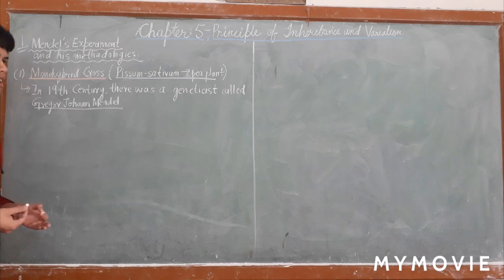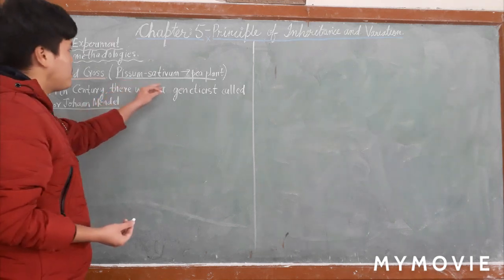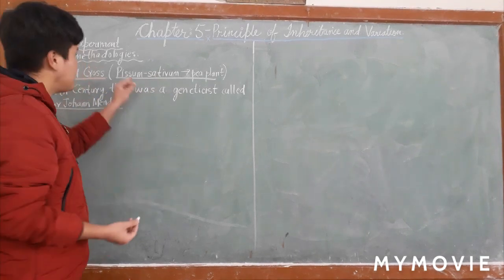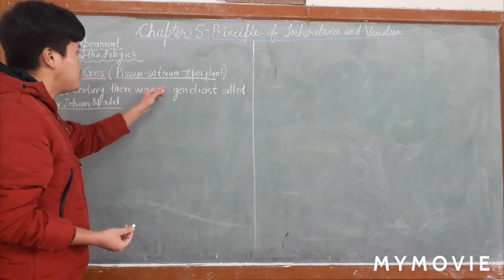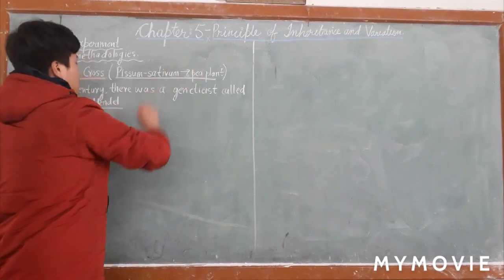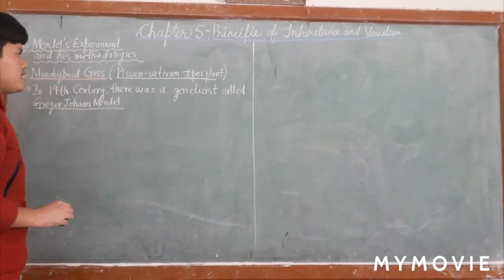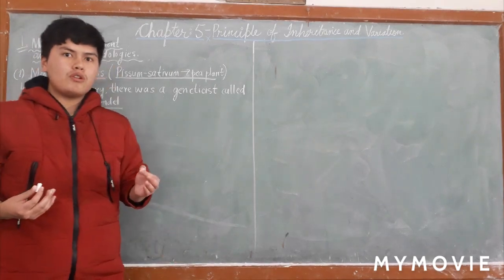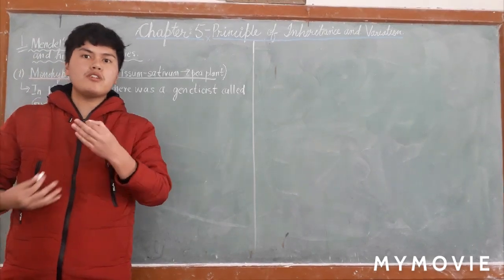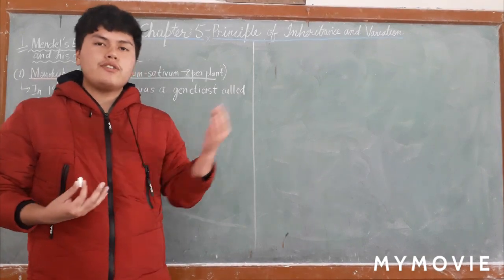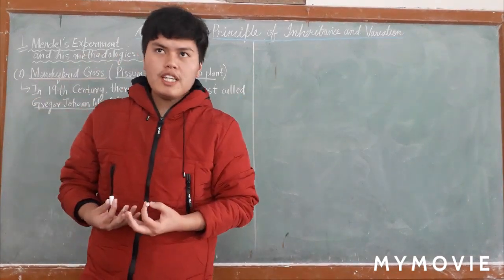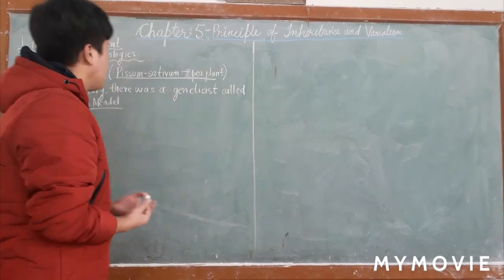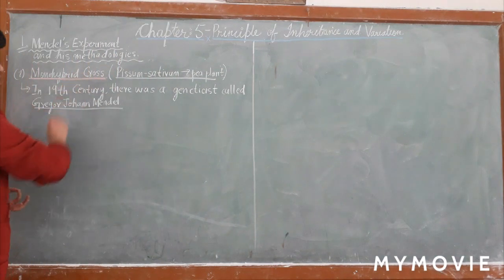Now, he did an experiment on Pisum sativum, or you can say pea plant. Okay, Pisum sativum. Now, in the pea plants, the traits were passed in a particular fashion. This is what we call monohybrid cross.